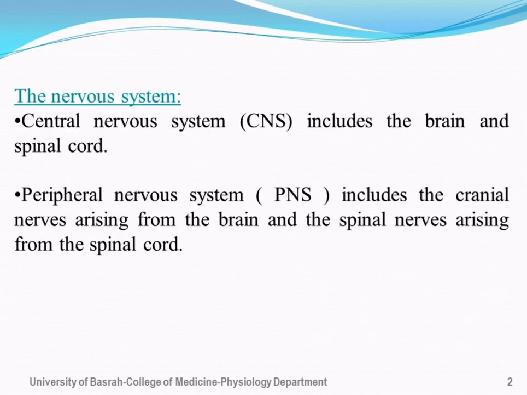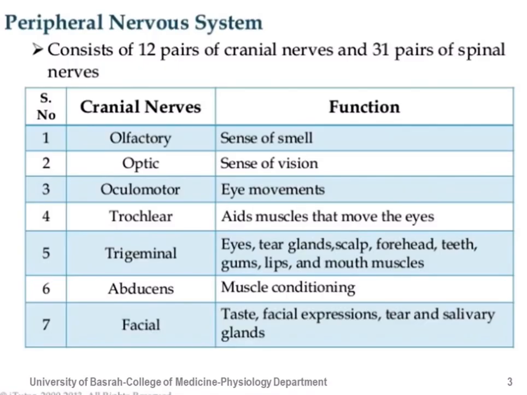The nervous system consists of two parts: the central nervous system, which includes the brain and the spinal cord, and the peripheral nervous system, which includes the cranial nerves arising from the brain and the spinal nerves arising from the spinal cord. We have 12 pairs of cranial nerves and 31 pairs of spinal nerves, and these are their names and functions.